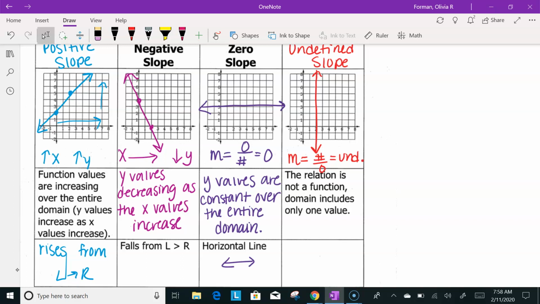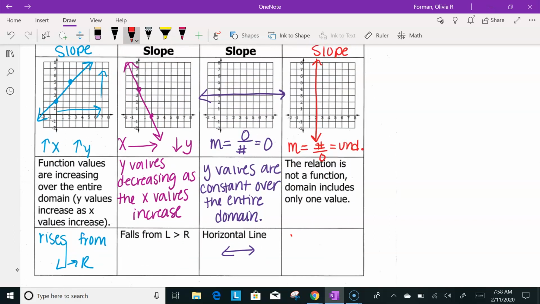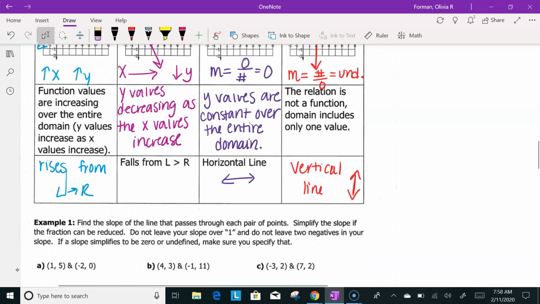When you look at what it says, the relation is not a function because you only have one domain value, but you have an infinite number of ranges. So that's like saying one person has infinitely many birthdays. Domain includes only one value, so it's not a function. What this looks like is a vertical line. So vertical is straight up and down.